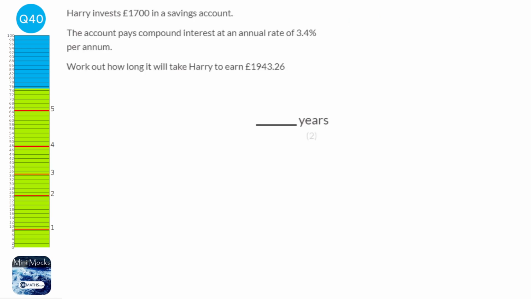So we're going to start off by finding the multiplier, and we start off with 100%. It's an increase of 3.4%, so we get increase 3.4%, and so that would be 103.4%.